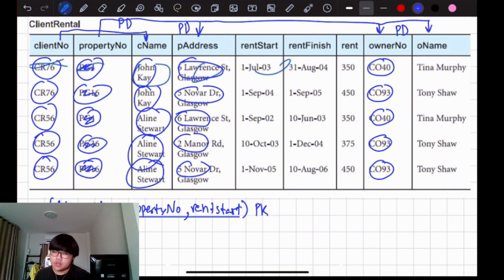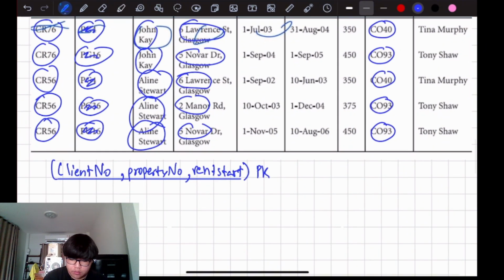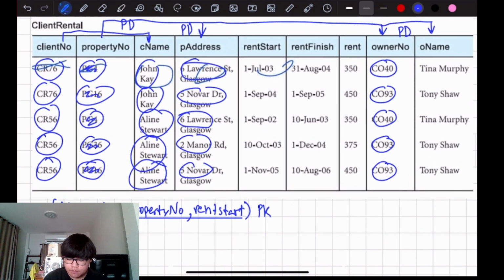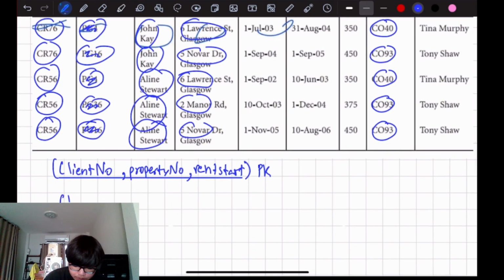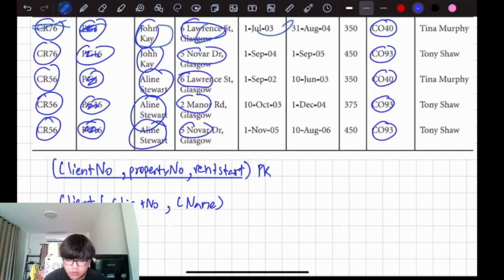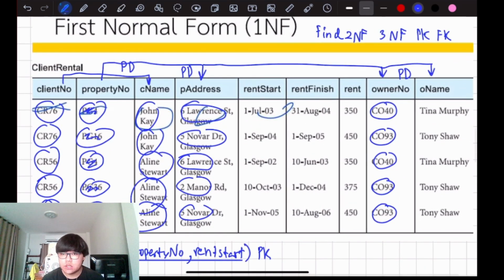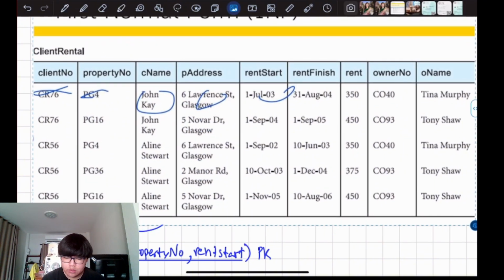So next, let's put it in tables. In the first table, we have silent table, which contains silent no and C name. Next is the property table, but in this table we call it property owner.